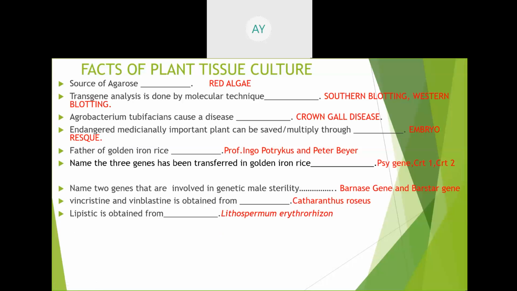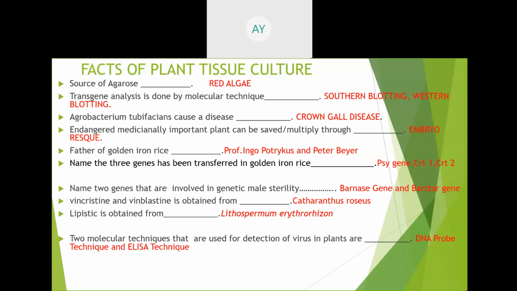Okay, next are two molecular techniques that are used for detection of virus. Which ones? The DNA probe technique and the ELISA technique. So ELISA confirms the presence of virus in the plants, and the DNA probe technique is also used for detecting the presence of virus. It means ELISA detects at the protein level after replication, transcription and translation, but the DNA probe technique detects the viral gene at the DNA level. So try to know these names.